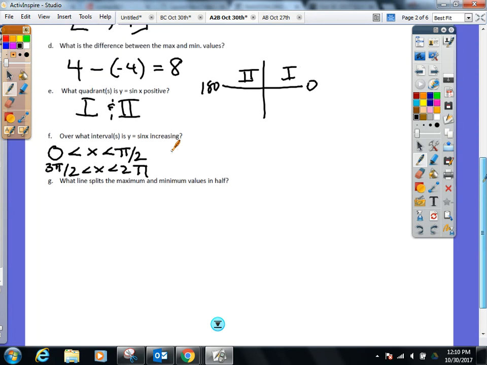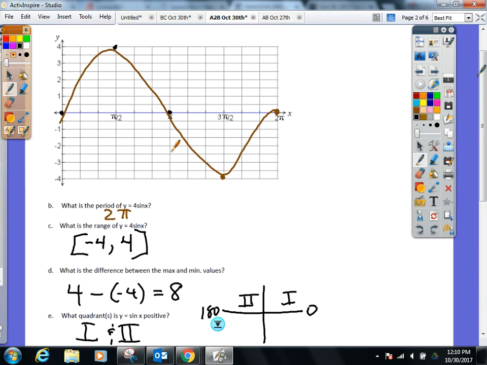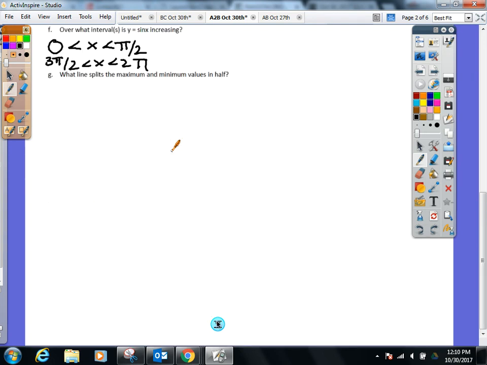What line splits the maximum and minimum in half? So here's the max, here's the min. Give me another name for the line that cuts them in half. The y-axis? This is the y-axis. The x-axis, everyone agree? Here are my minimum and max. The x-axis cuts it in half. I don't want to write x-axis though. Anybody know the equation for the x-axis? y equals 0, yep. And if you want to just remind yourself, we're talking about the x-axis.